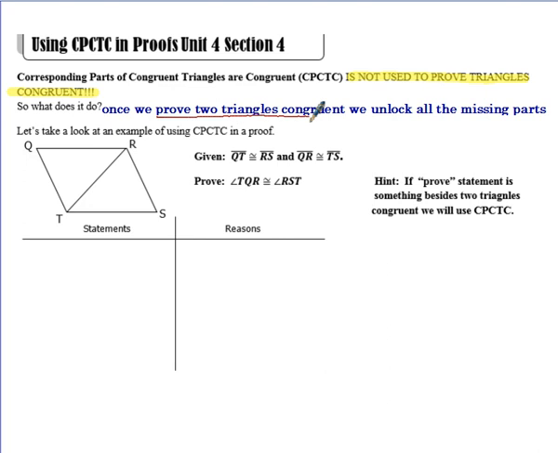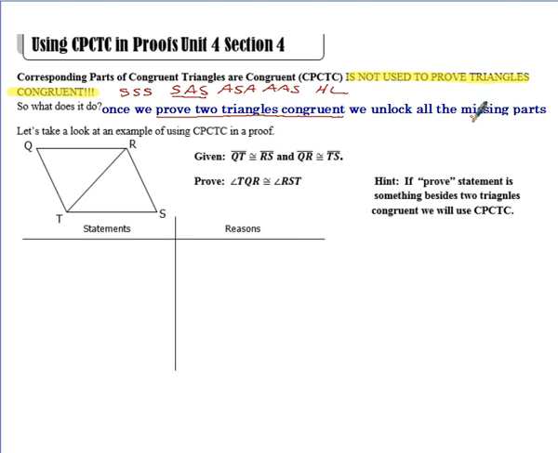So when I say we prove two triangles congruent, that is referring to one of these things. Those are our ways of proving triangles congruent. And so once I prove those two triangles are congruent, I now have unlocked all of that. Like for example here, with side angle side, I have two sides that are marked congruent and only one pair of angles. There's two other pairs of angles and one other side pair that didn't get marked congruent. So once I prove the triangle is congruent, I can now say that all those other things are also congruent.